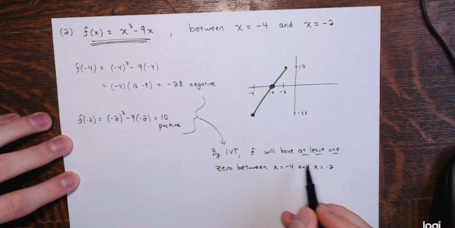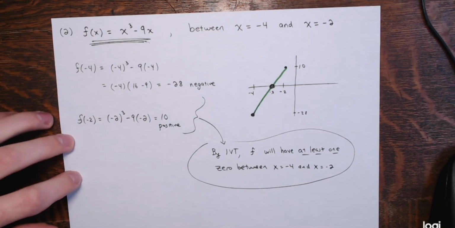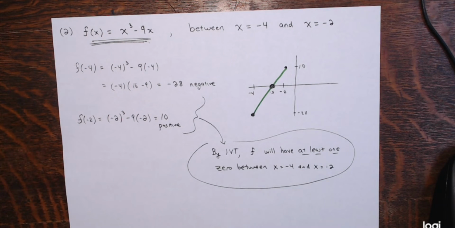And that's all we're trying to say. That's all they're asking us to do. Show that it's negative on one end, positive on the other, positive on one end, negative on the other, and the fact that it's a polynomial function, a continuous function, there's got to be an x-intercept between them.